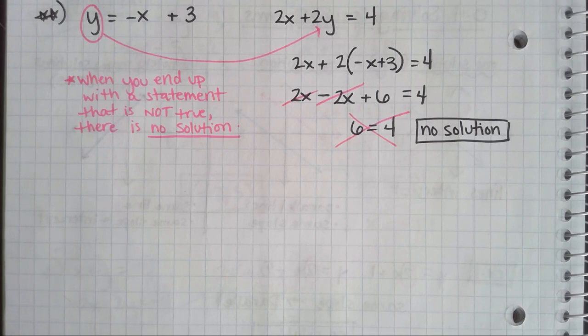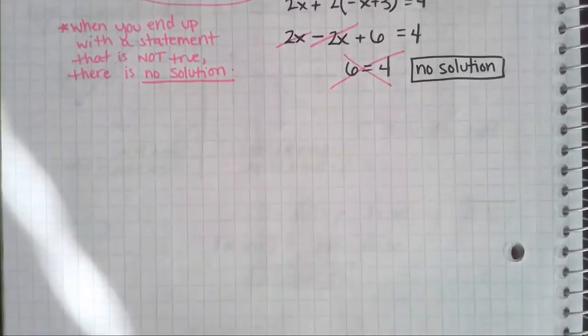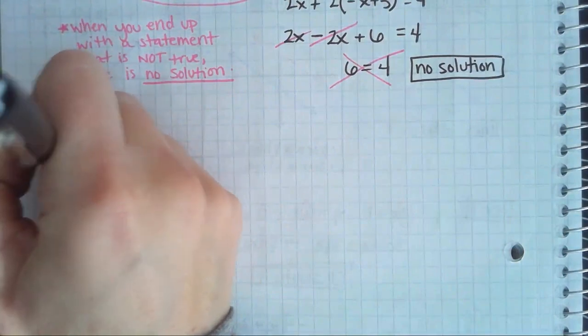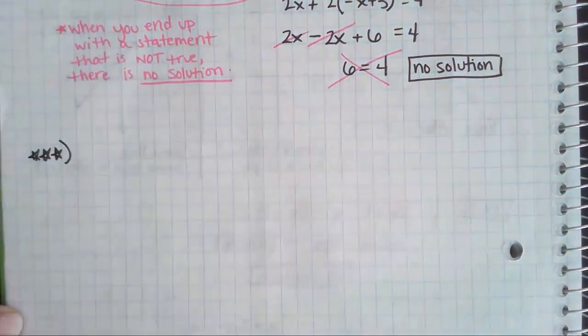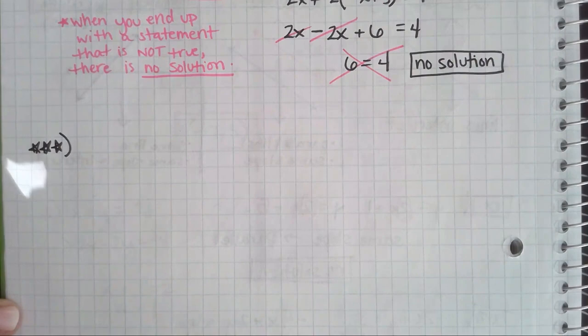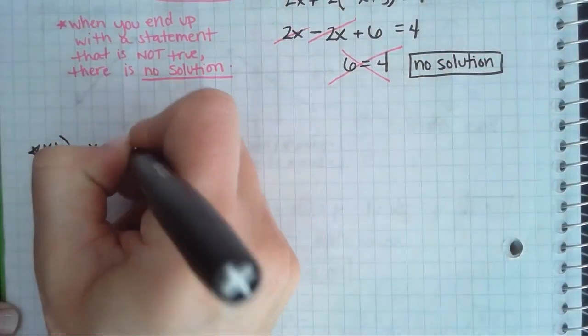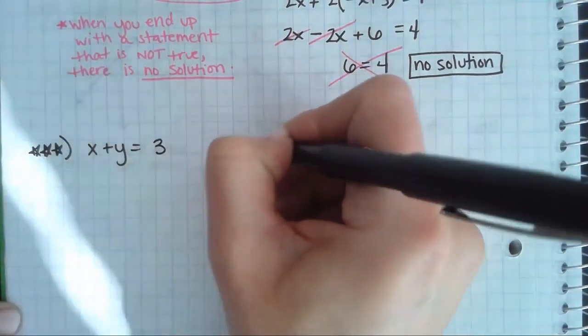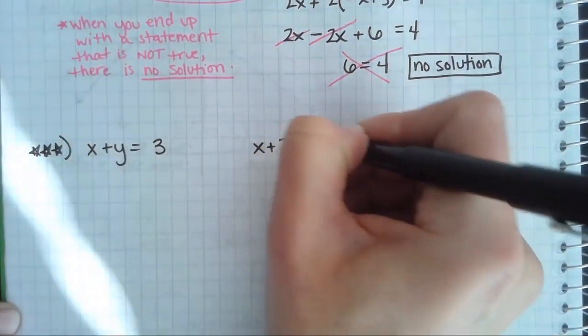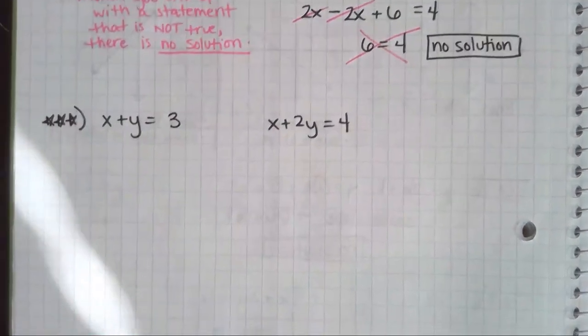The last thing to remember, because then we start to forget, is that we can also just have one solution. You can also solve and end up with an ordered pair. That's not off the table. So let's do one more to refresh our memories. This will be star number 3. x plus y equals 3, x plus 2y equals 4. Go ahead and solve.